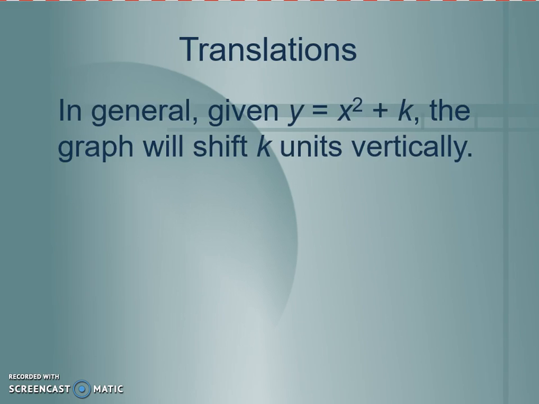In general, given y equals x squared plus k, the graph will shift k units vertically. That's what we just saw. Example 2 showed us that our plus k will move our graph either up k units or down k units.